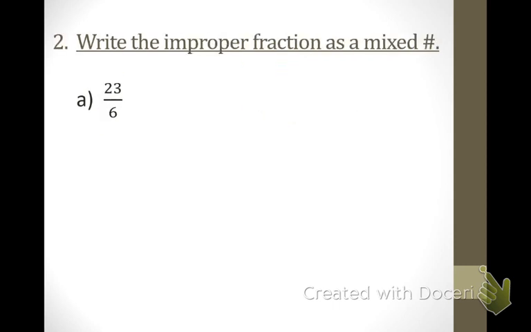Now let's look at example 2. It's telling us to do just the opposite. Now it says to write the improper fraction as a mixed number. So I've got 23/6. Basically, whenever you have a fraction bar, that simply means divide. 23/6. Okay, so you're dividing it.